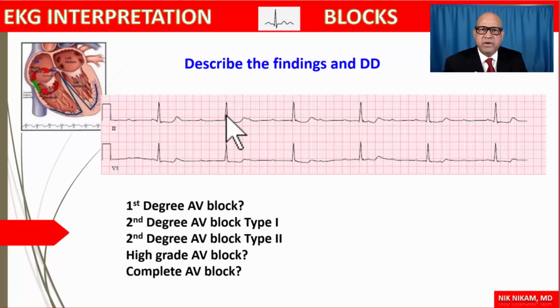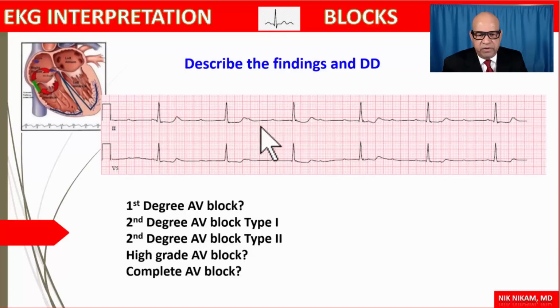Okay, here we have a slow rhythm. We got 8, so the heart rate is approximately 38, which is very slow. We have narrow QRS complex, so this is most likely a junctional rhythm. And let's look at the atrial activity.